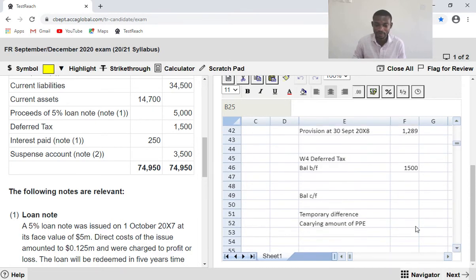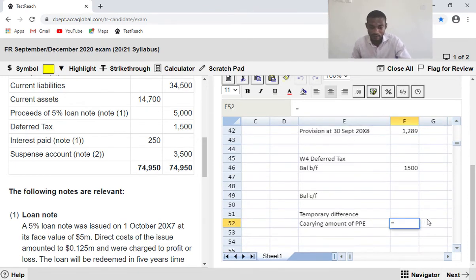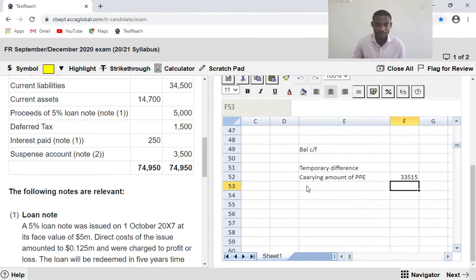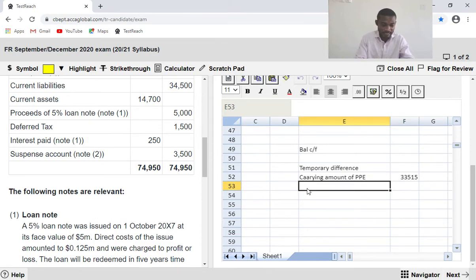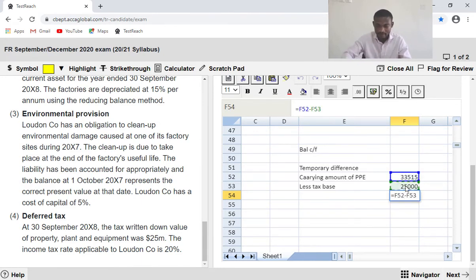Okay, I think it didn't pick from there. So let me pick it from here. Yeah, that should be fine. Then I'll say, compared to tax base, so I'll say less the tax base, which is the amount we're given in note 4 as 25 million. So I'll say 25,000. So therefore, the difference should be this minus this, and that's the temporary difference.